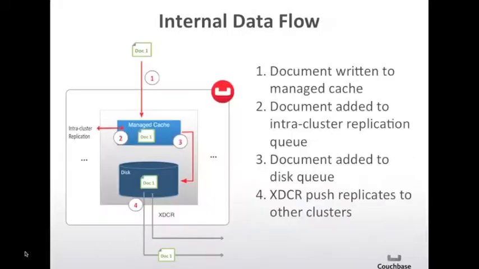So moving on, just to reiterate the internal data flow. First thing is the document is written to the managed cache. The second thing is the document is added to the intra-cluster replication for high durability. Third, the document is added to the disk queue for persistence. And the fourth is that the XDCR does the push replication to the other cluster. One thing to mention here is that cross data center replication in Couchbase is a push-based replication. That means any changes to the source cluster, it will push to the destination cluster.